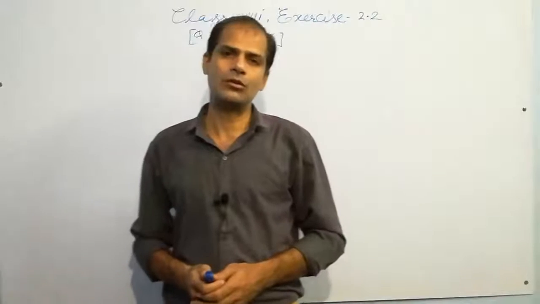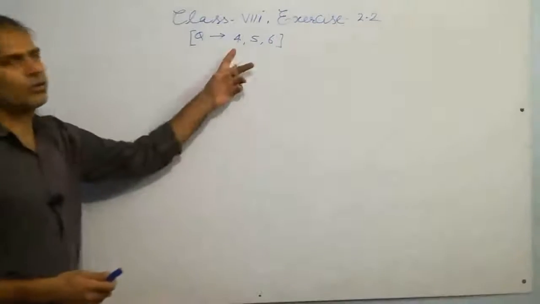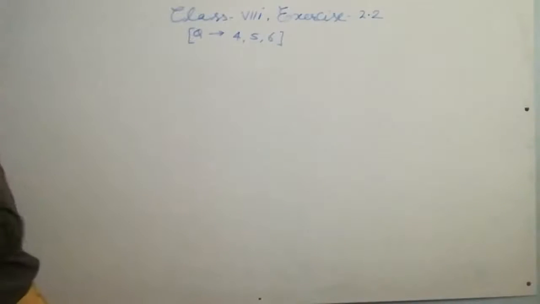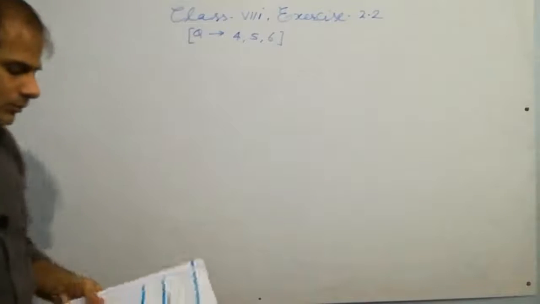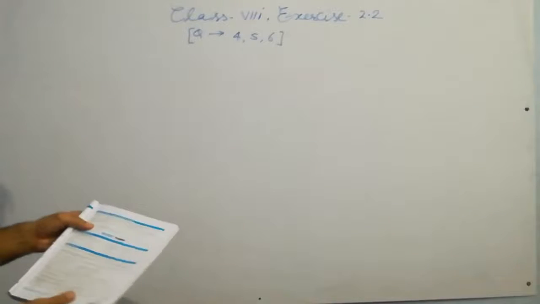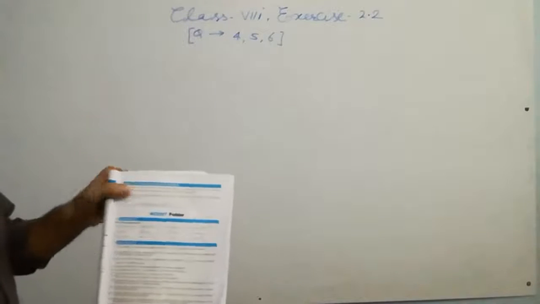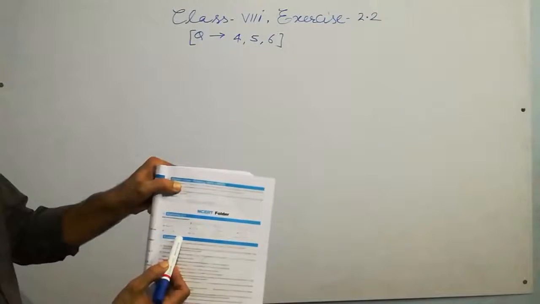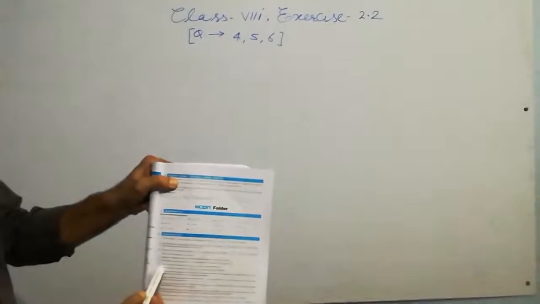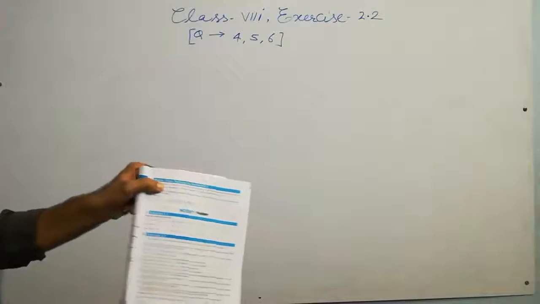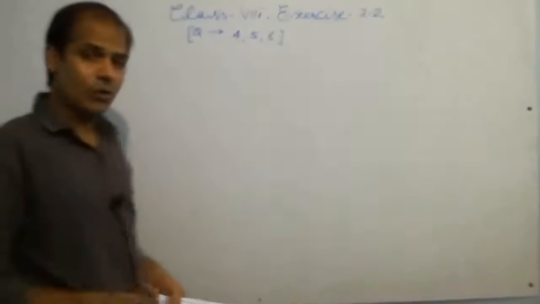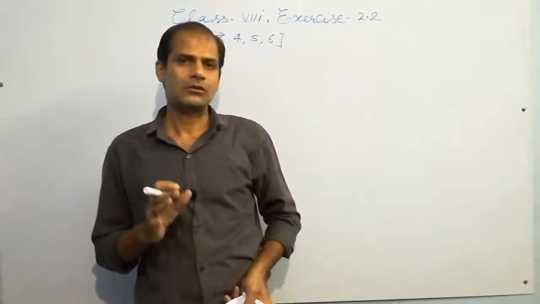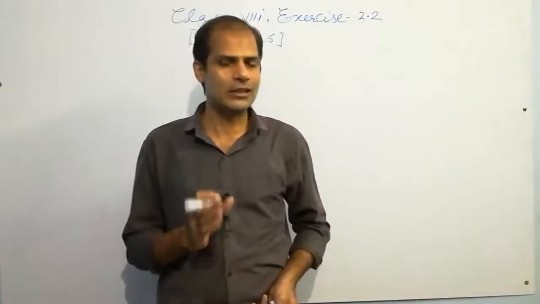Today I am going to solve question number 4, 5 and 6 of exercise 2.2. This is the second chapter, linear equations in one variable, and I am going to solve this exercise on page number 33. I hope you remember all the basic concepts of this chapter which will be used to solve the linear equations.